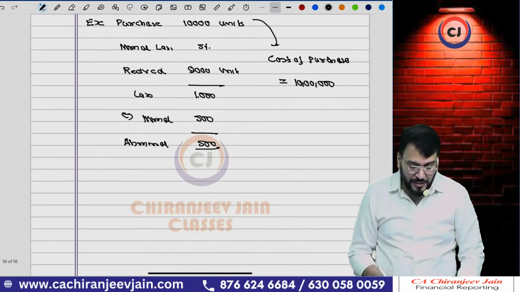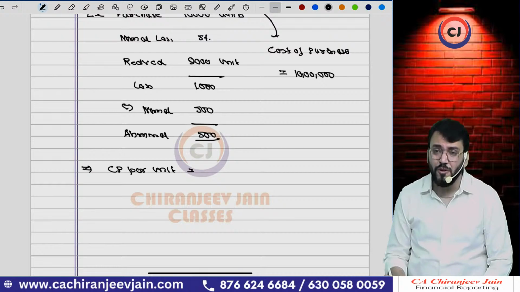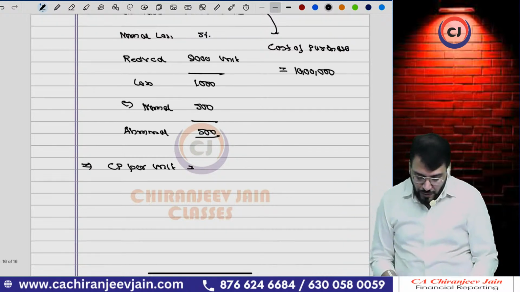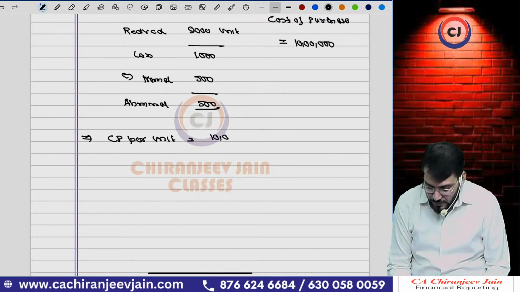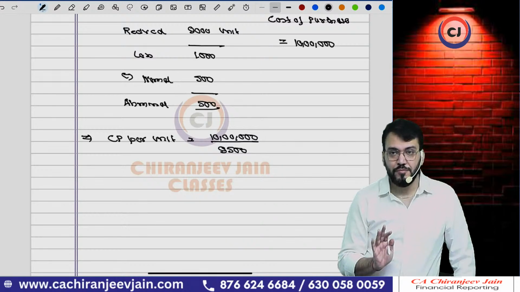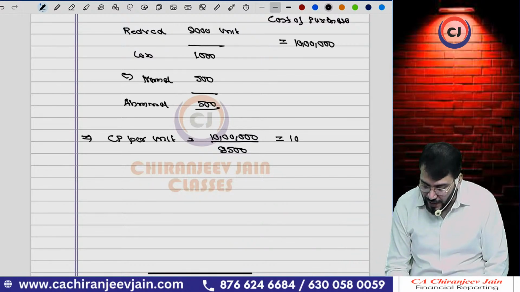Can you calculate cost price per unit? Only for your revision purpose, because due to MCQs now, it is quite possible they can create this type of question. So what you have done, 10 lakh divided by 9,500. Very good. Means you will divide by the number of units after normal loss. So 9,500. So your cost price per unit becomes 105.26.